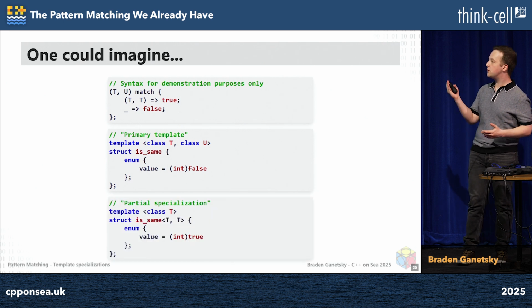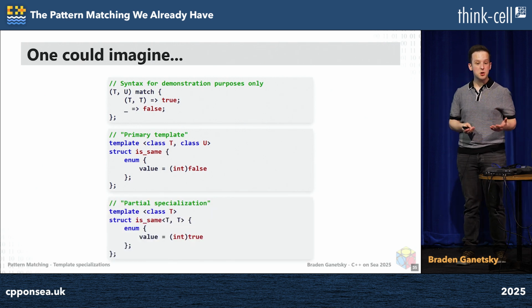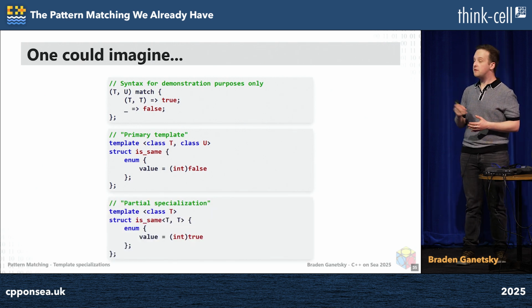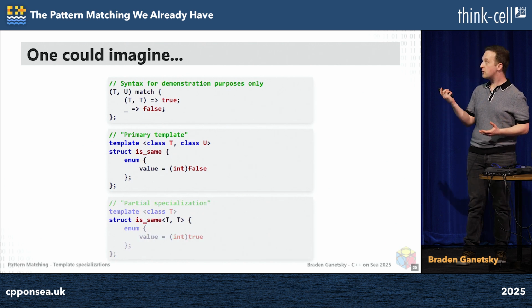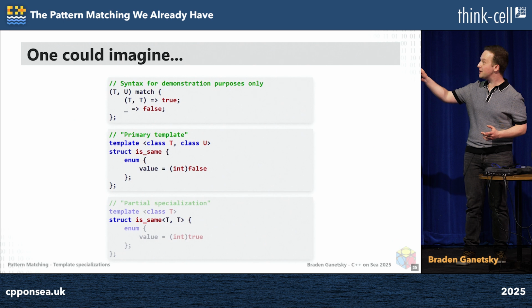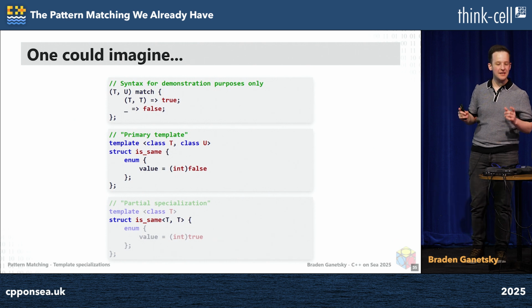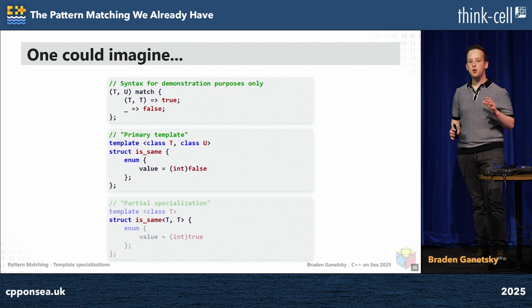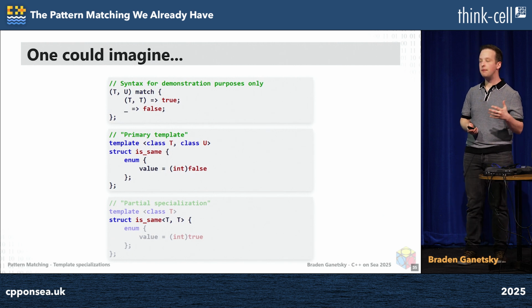And then if you wanted to write the true case, well, you would write a partial specialization with isSame of T comma T. That's the matching criteria. At least that's what I'm calling it. And so if it matches on that, then it's true, and otherwise it falls back to the primary template up there. Here's me highlighting isSame of T comma T. This is the matching criteria. So that's what the compiler is looking for when you pass in the template arguments.